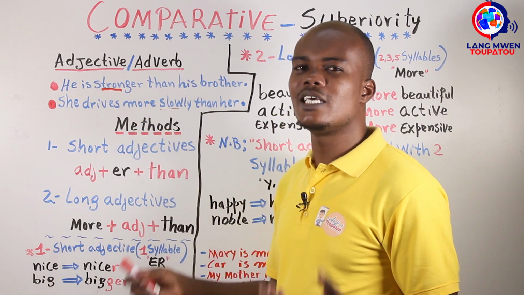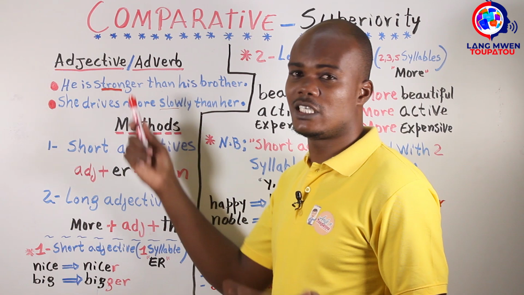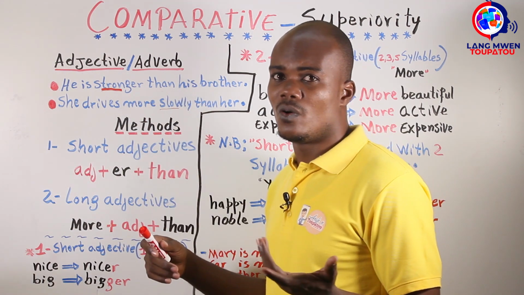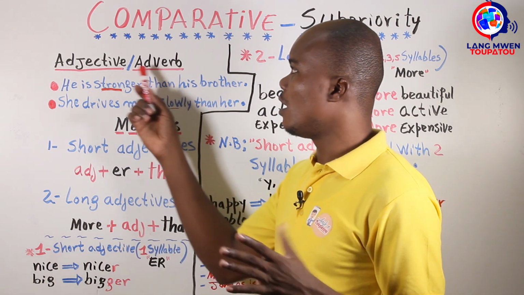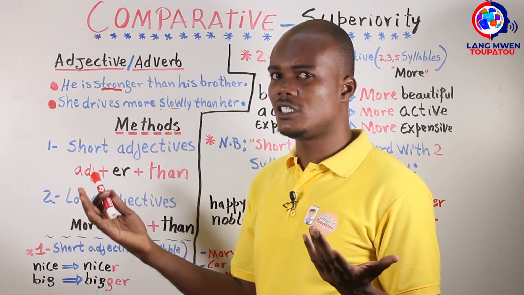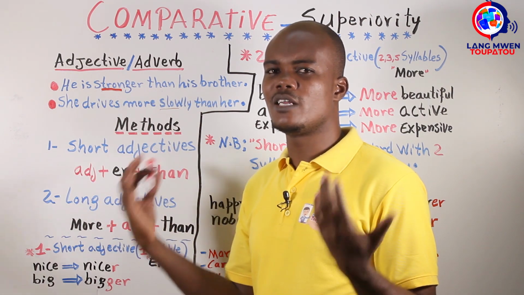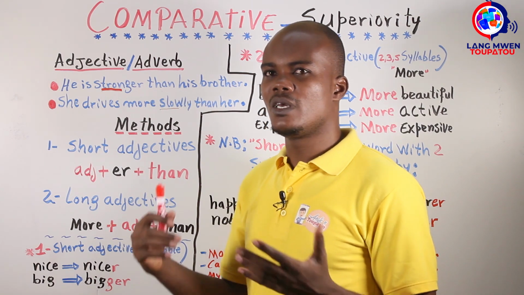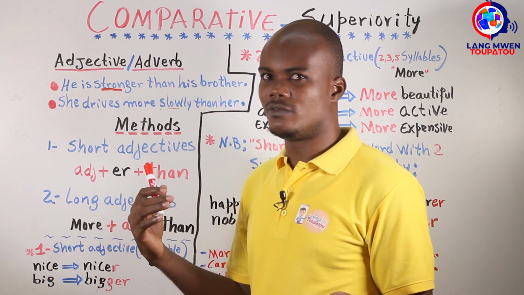Stronger, strong is an adjective. Slowly is an adverb. Not only with adjectives can you use comparatives; you can form that with adverbs and with adjectives.